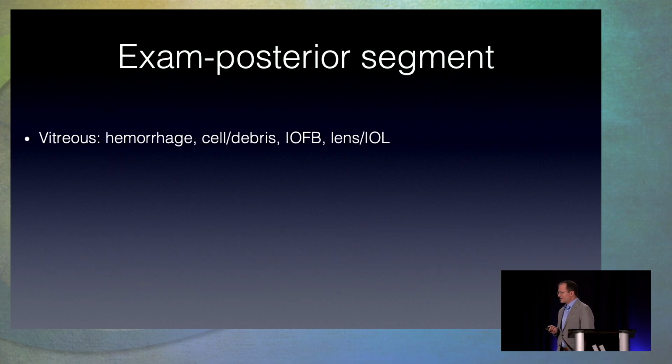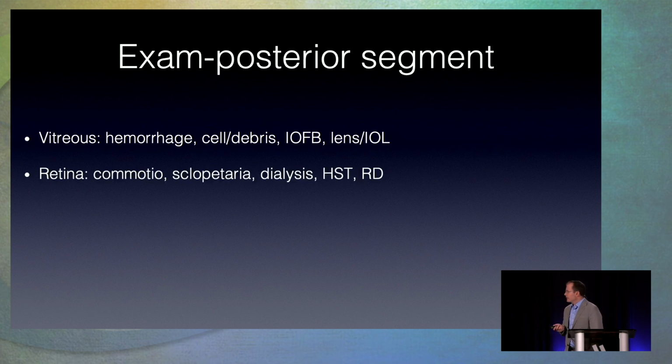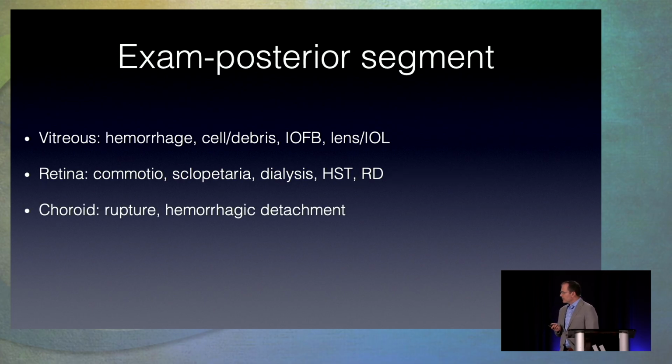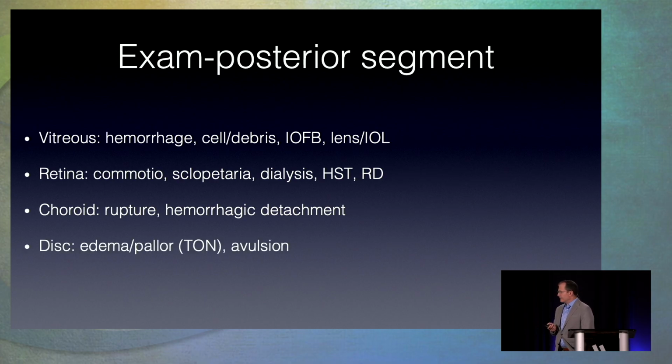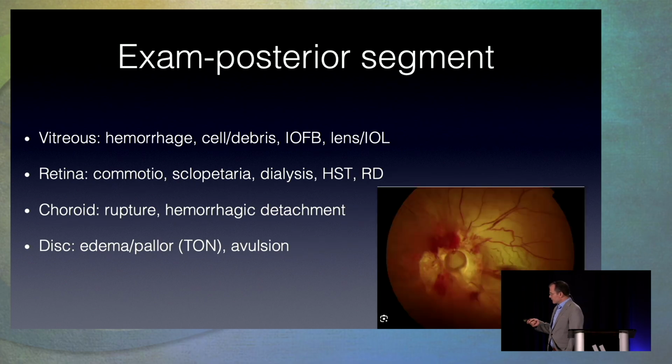So posterior segment exam, the first thing is, what's the view, right? Is there vitreous hemorrhage? Is there opacity? When you're looking at the retina, is there commotio, sclopetaria, a dialysis, a tear, detachment? All these things would influence what your plan of action is going to be. And then the choroid, of course, can have ruptures and hemorrhagic detachments as well. The disc initially can have edema if there's traumatic optic neuropathy. It can also later on, of course, go to pallor. In rare cases, it can be avulsed, and I only saw that one time, thankfully. That wasn't that patient, but that was what that looks like.